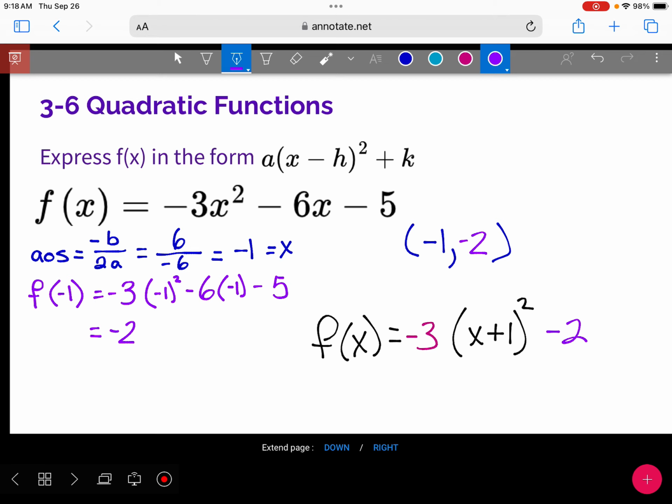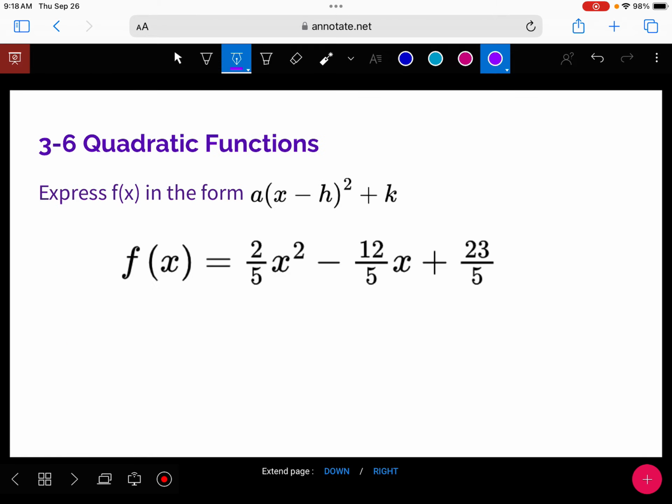Questions on this one? Fraction-y grossness. But we can do this. So we have 2/5 x squared minus 12/5 x plus 23/5.